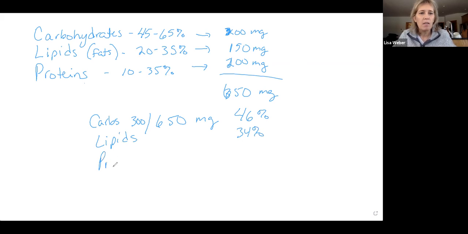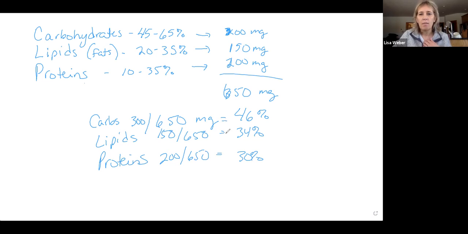And then proteins, 200 milligrams is going to be super high. It was 30%. Not too bad. So that's going to be 30% because here for lipids I did 150 divided by 650, and for proteins, I did 200 divided by 650 to give these answers. Okay, and 300 divided by 650 is 0.46. And to get the percentage, you multiply by 100, and that's where you get 46%.